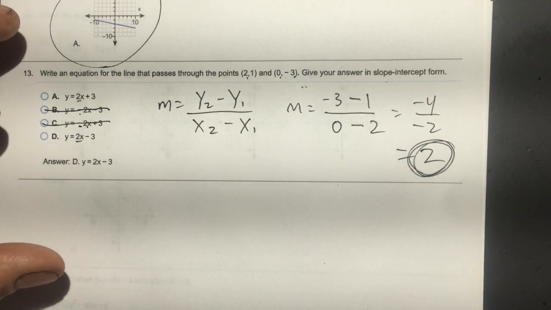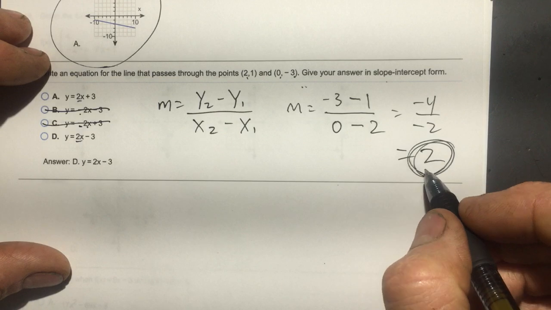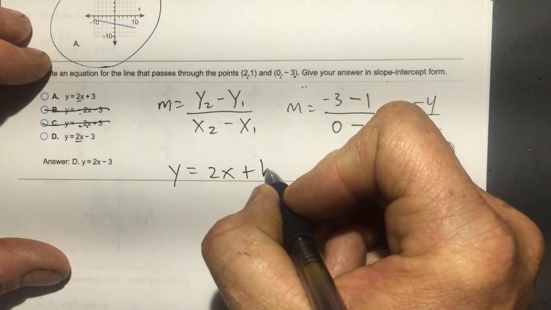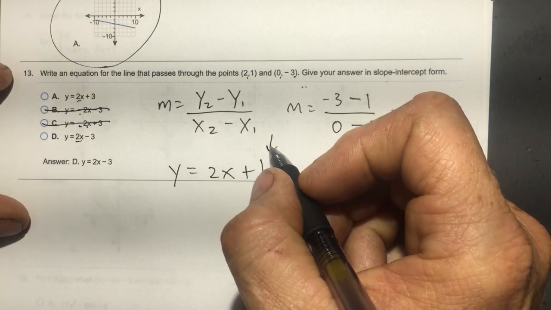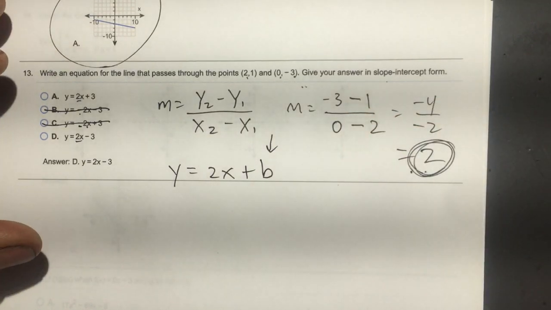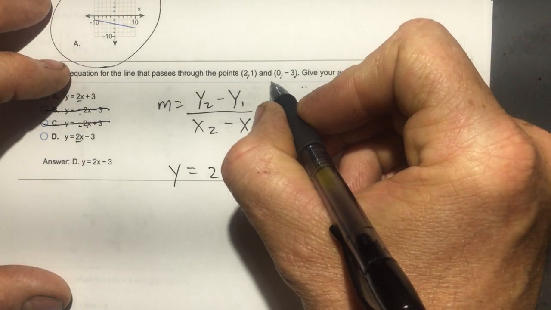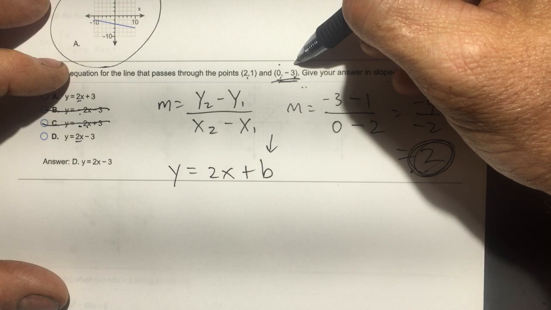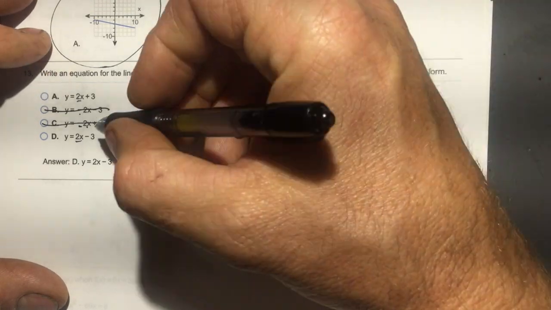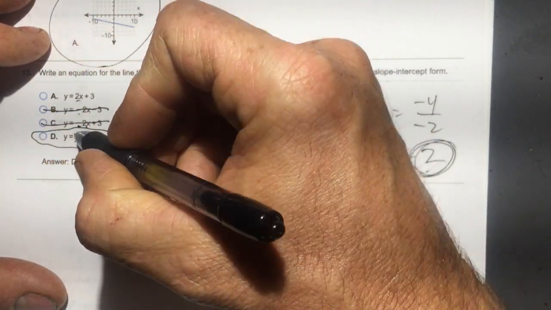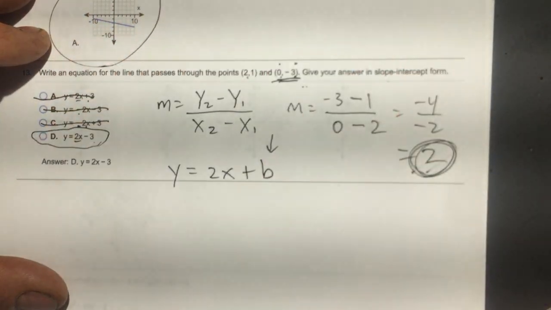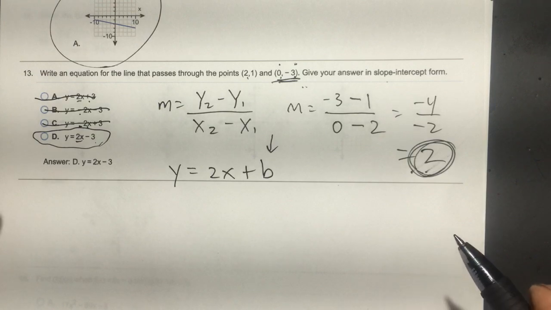Now what I'm going to have to do is find my y-intercept. I know it's y equals 2x plus b, because I don't know the y-intercept value. I've got to figure out what that is. Well, look here. There it is right there, because see, x is 0. That's my y-intercept. So it's negative 3 right here. It's got to be D, because see, I got a negative 3. This is a positive 3. Can't be that one. So the answer is D.